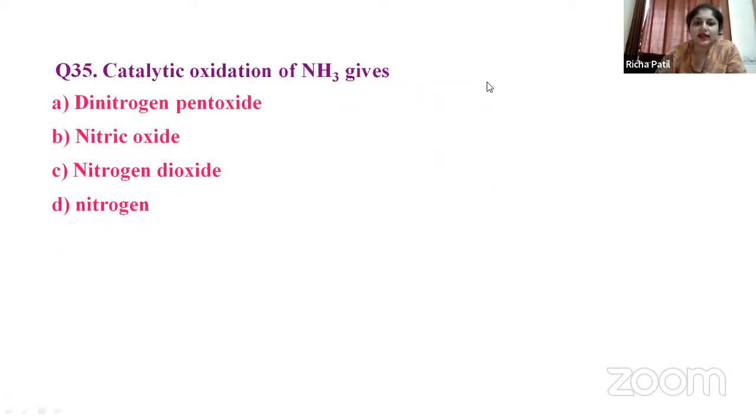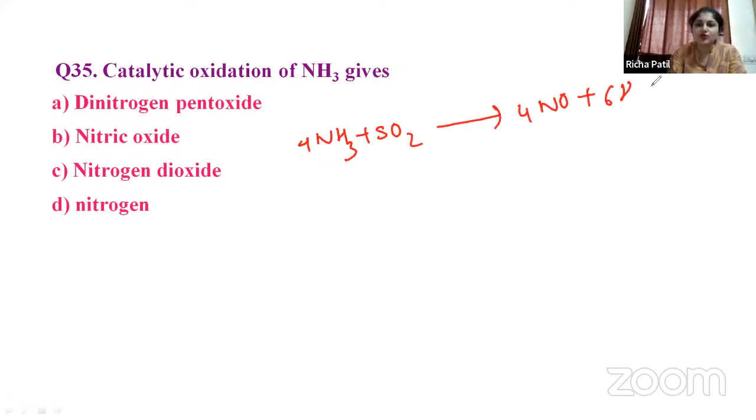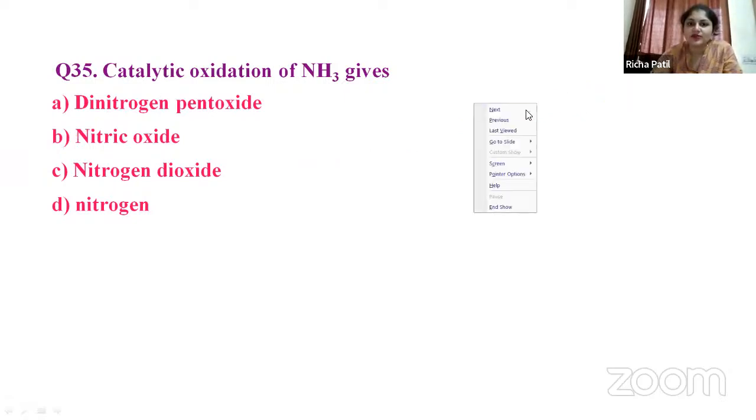Catalytic oxidation of ammonia gives. Catalytic oxidation means Ostwald process. 4NH3 plus O2 gives you 4NO plus H2O. So this is the Ostwald process. What you obtain is nitric oxide. It forms nitric oxide. So it is B. Yes, B is the answer. So we'll go for the next one.